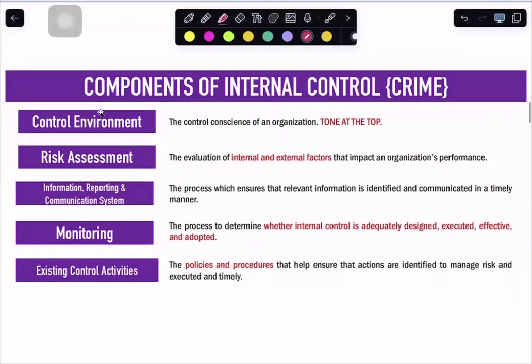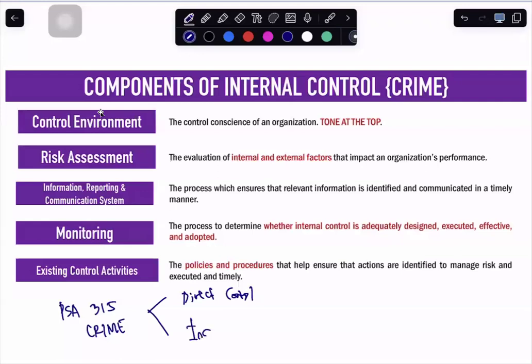So what are the components of your internal control? The components of your internal control provided before is your CRIME. You have your control environment, risk assessment, information reporting and communication system, monitoring, and existing control activities. Now, under PSA 315, your components is still CRIME. However, this CRIME is now divided into two items. That is whether it is a direct control component or direct control, or whether it is an indirect control.